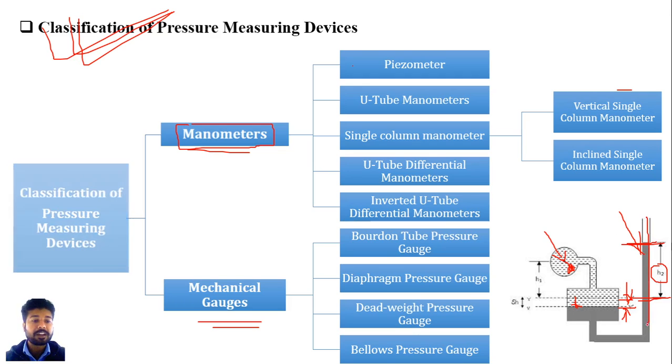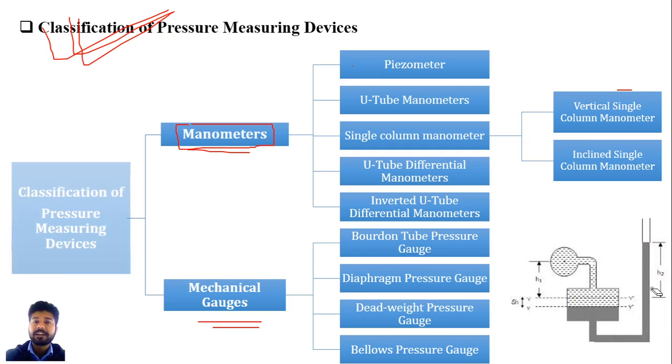This one is your vertical type single column manometer, and if we say inclined single column, there is a greater increase in the sensitivity of this inclined column manometer. It is somewhat like this: the inclined column manometer. This vertical limb is replaced with an inclined limb like this. So this was all about our vertical and inclined single column manometers. Again, we will discuss them in detail, so no need to worry about that.